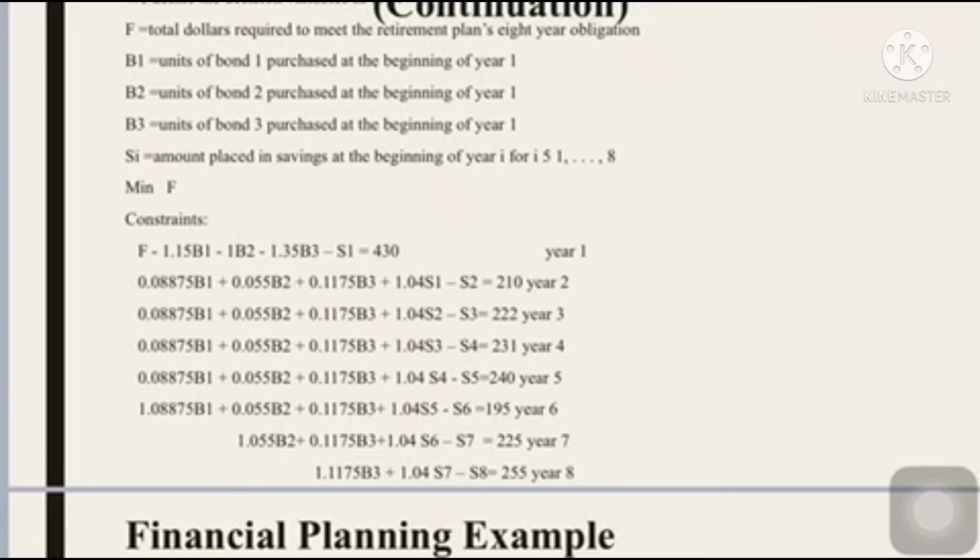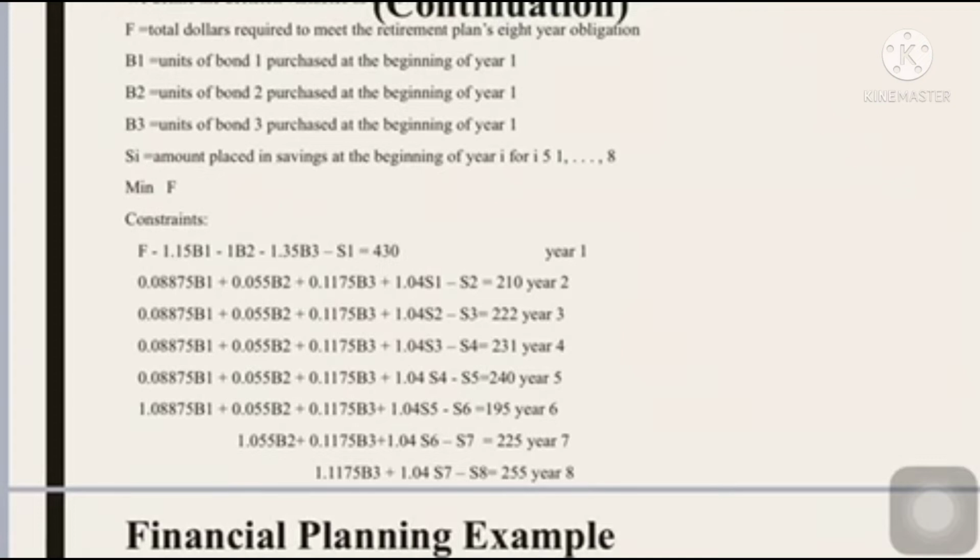Investment in bonds can take place only in this first year and the bonds will be held until maturity. The funds available at the beginning of year 2 included the investment returns of 8.875% of the par value of bond 1, 5.5% on the par value of bond 2, 11.75% on the par value of bond 3, and 4% on savings. The new amount to be invested in savings for year 2 is S2 with an obligation of 210.